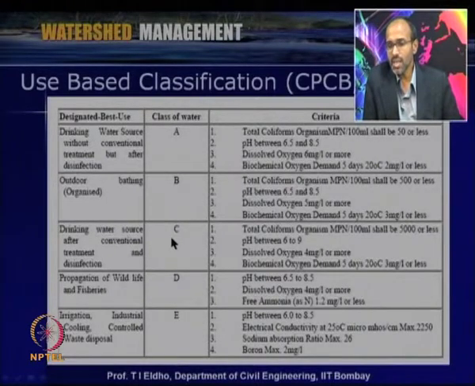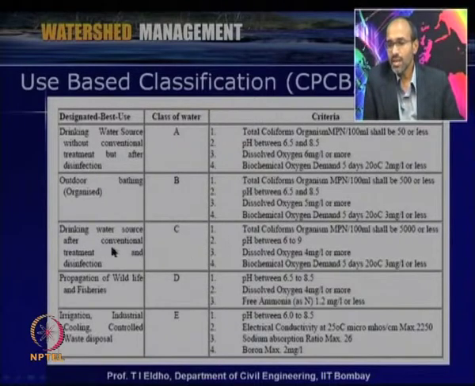Then class C is for drinking water source after conventional treatments and disinfection. So, the water which is taken from here will be going through a treatment process, and disinfection will also be done. So, as far as the source is concerned, the total coliform organisms per 100 ml shall be, for example, 5000 or less, and pH can be 6 to 9. Dissolved oxygen 4 milligram per liter or more, and BOD 3 milligram per liter or less.